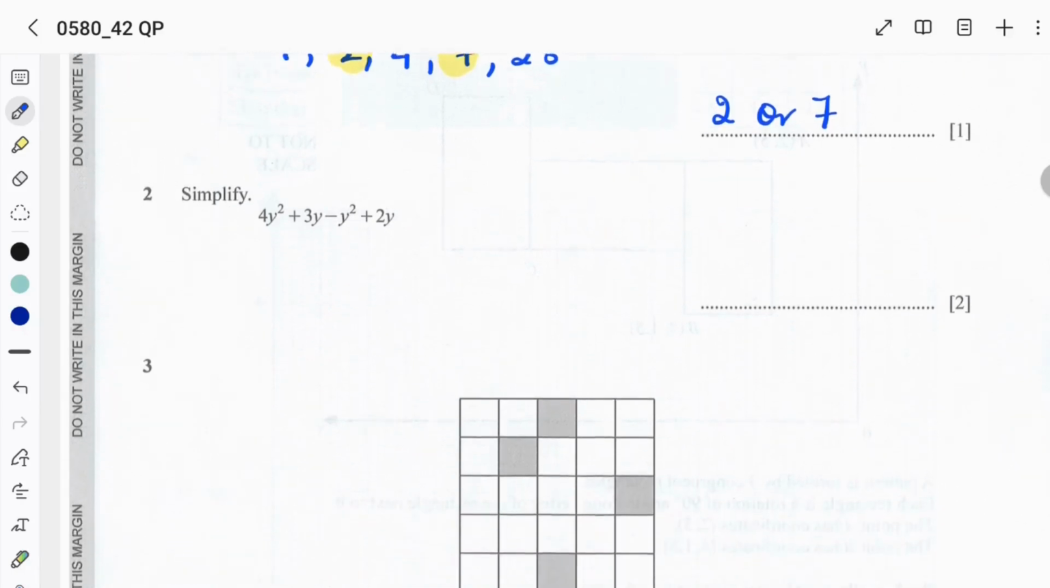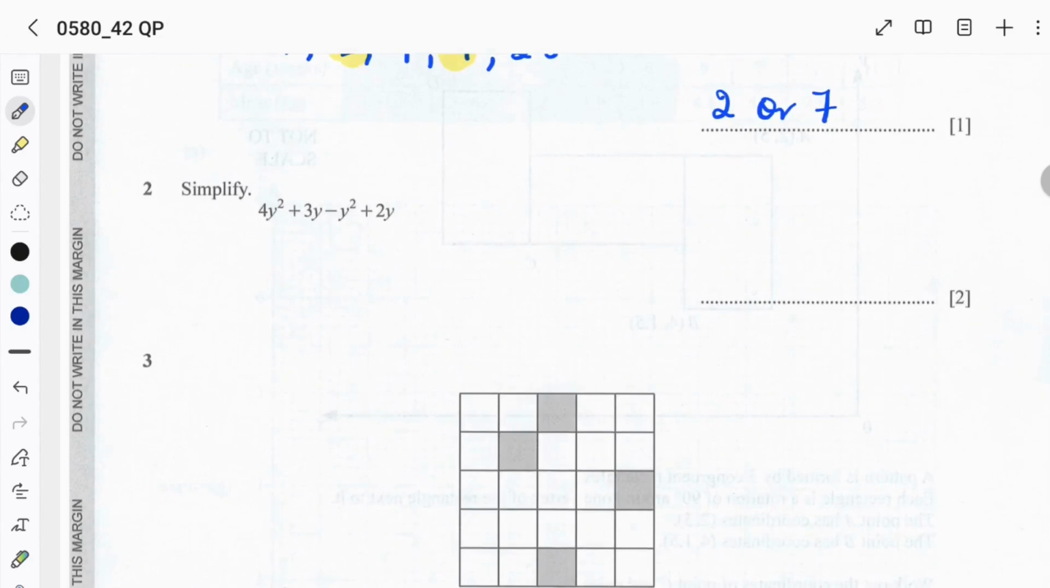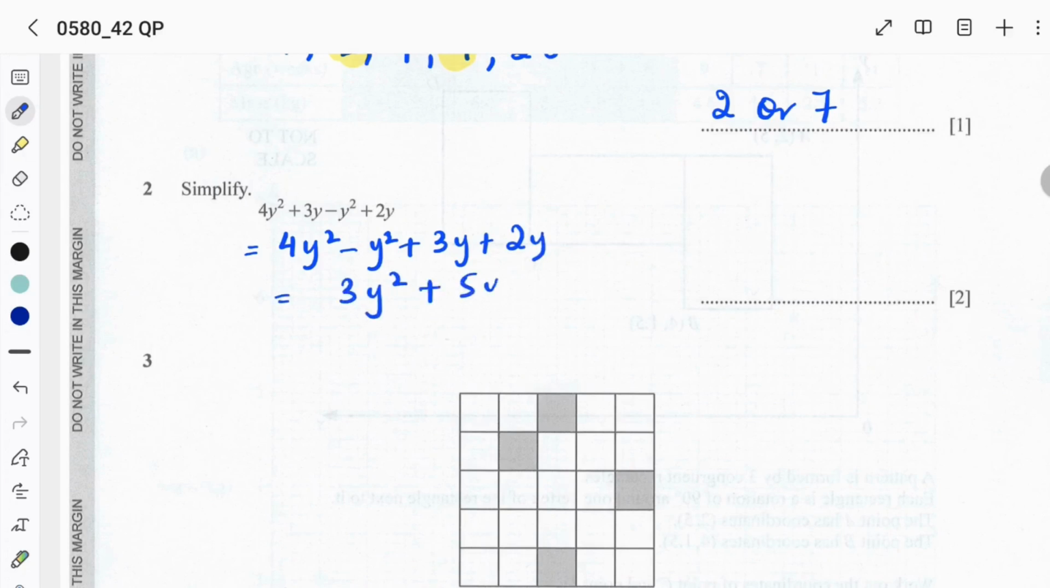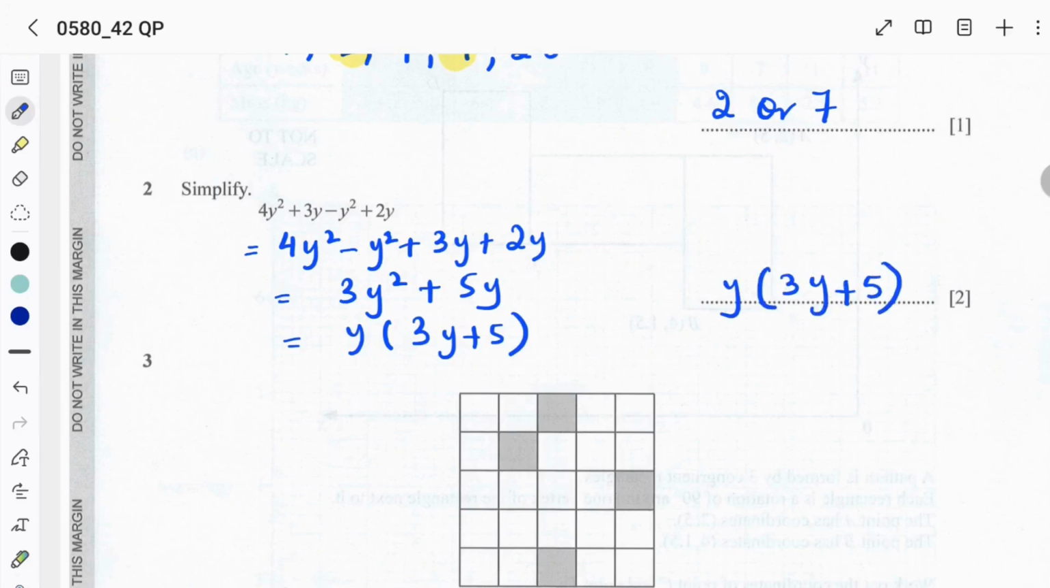So that is a prime number and it's a factor of 28 as well. Question number 2, 4y squared plus 3y minus y squared plus 2y. Just write down the like terms together. 4y squared minus y squared plus 3y plus 2y, that is 3y squared plus 5y, and we can take out the common factor for a simpler form. So write down y times (3y plus 5).